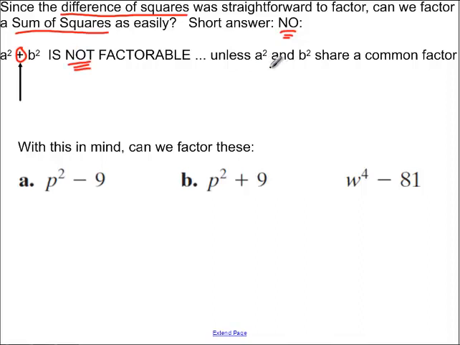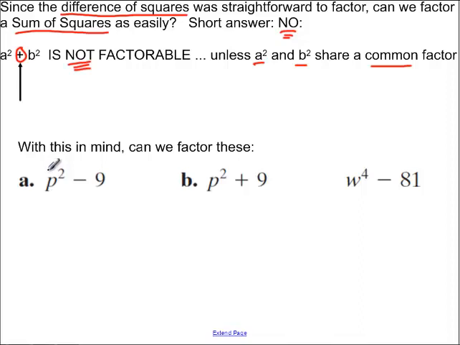I guess that is unless a squared and b squared do have a common factor. Then it could be factorable only by pulling out that greatest common factor. But otherwise, a squared plus b squared, not factorable. So with this fact now in mind, that a squared plus b squared is not factorable, let's factor these. Can we factor them?